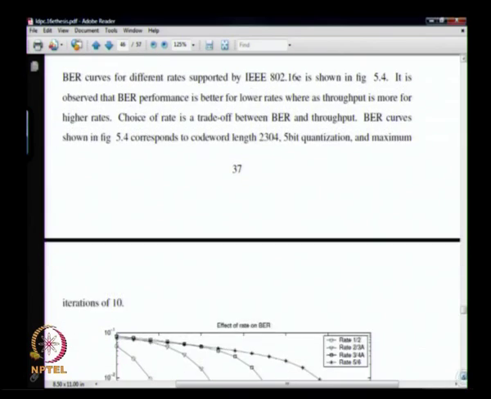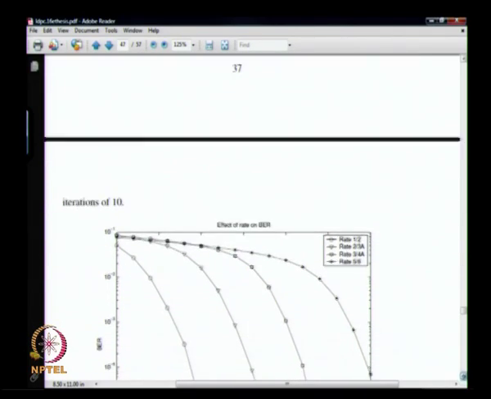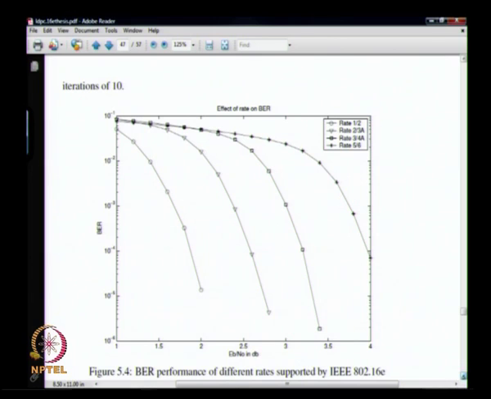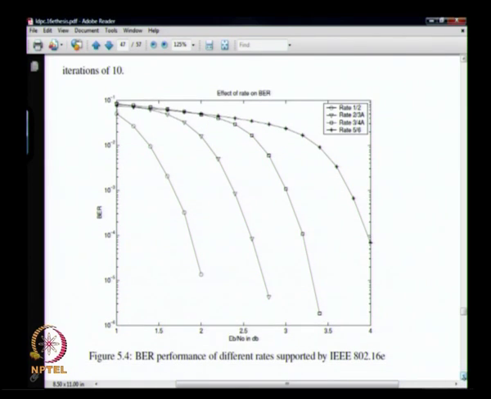Effect of rate, he called it effect of rate. Anyway, it does not matter. This is again block length 2304, which is fairly high. You can see there are rate half, rate 2/3, rate 3/4 and rate 5/6 codes. In the standard, this is block length 2304, 10 iterations is done, and you can see the curves. Around 2 dB you are getting 10 power minus 5 here, about 2.7 or 2.8 dB you are getting 10 power minus 5 with the 2/3, for 3/4 it is just 3.4 or so, and even 5/6 it is about 4 dB at 10 power minus 4. So it is quite good performance for an LDPC code.